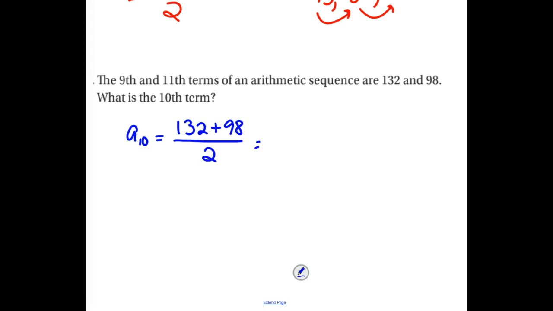My 10th term should be the average of the 9th and the 11th. So 132 plus 98, then divide it all by 2, we get 115. Questions on that?